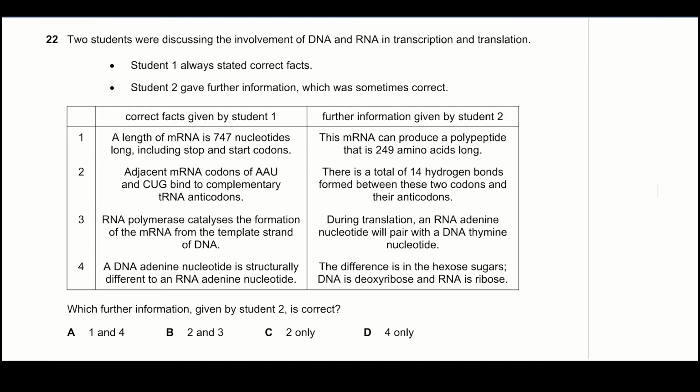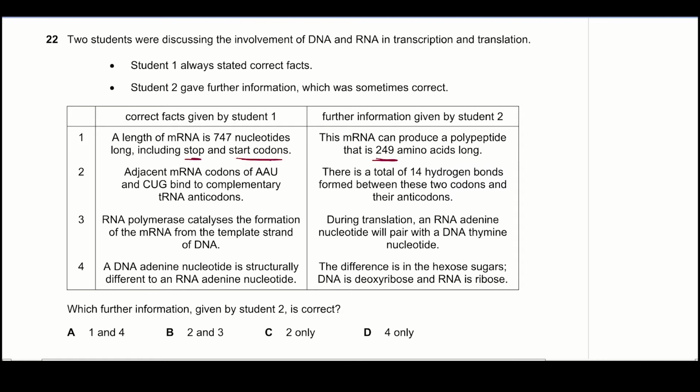22. Two students were discussing the involvement of DNA and RNA in transcription and translation. Student 1 always stated correct facts. Student 2 gave further information, which was sometimes correct. Which further information given by student 2 is correct? Let's start with the first one. A length of mRNA is 747 nucleotides long, including stop and start codons. Further information is this mRNA can produce a polypeptide that's 249 amino acids long.